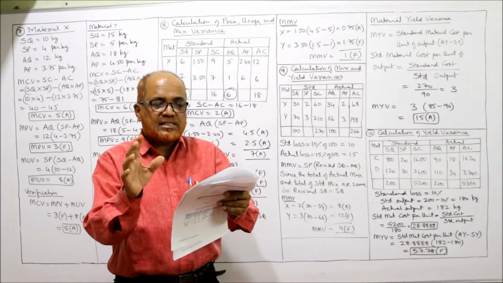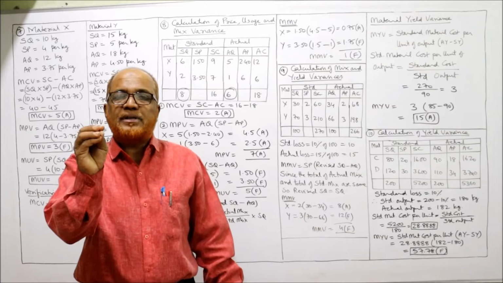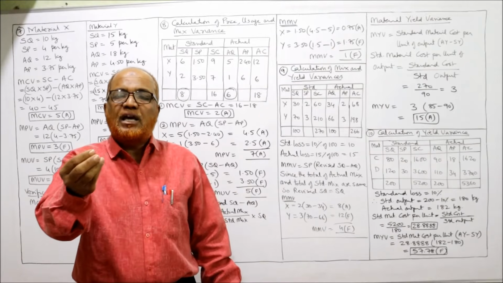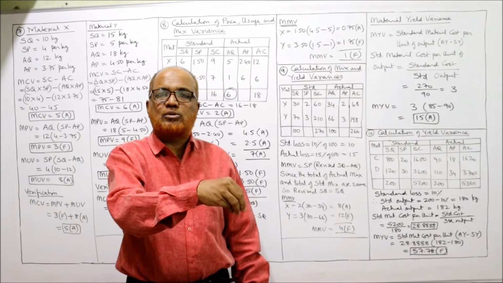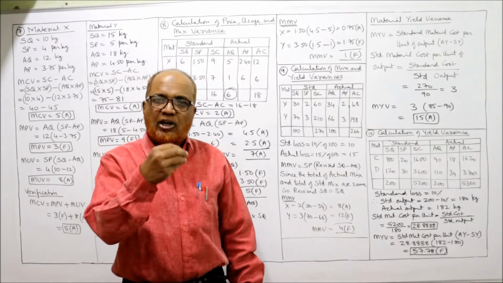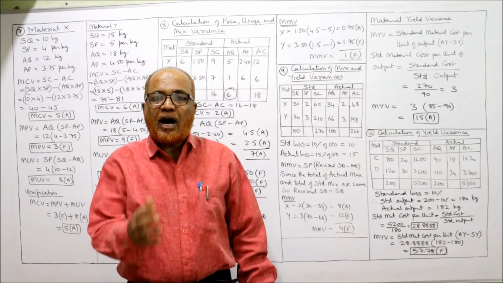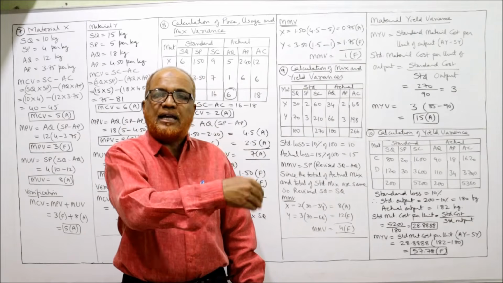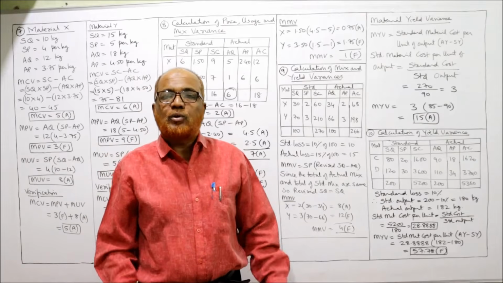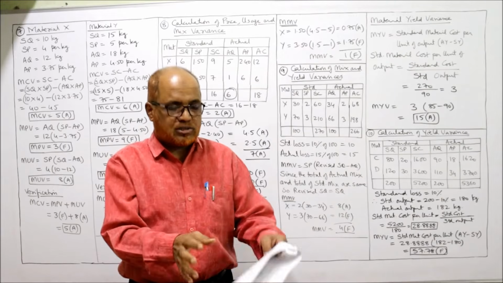Standard loss is 10% of input. So according to past experience, 10% of the input will be lost during processing. That means if 100 kilogram mixture is introduced, then 10% of 100, 10 kilogram will be standard loss. The output, how much you will get? 90 kilogram. 100 kilogram you are putting in, 10 kilogram is lost during processing, and 90 kilogram you will get. So according to past experience, 10% is the standard normal loss.